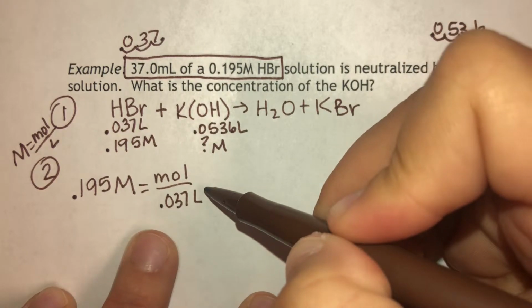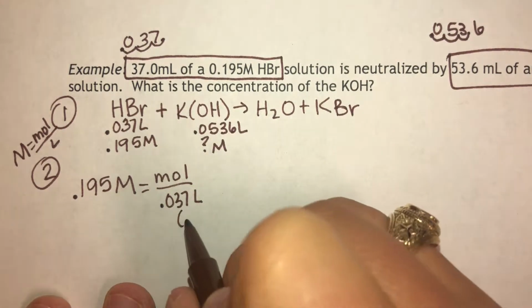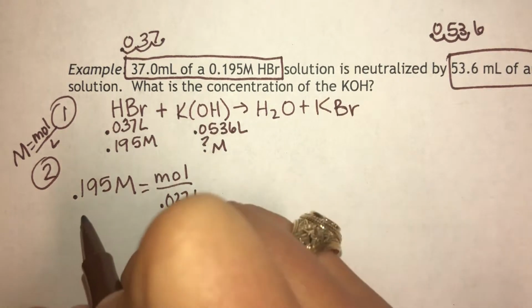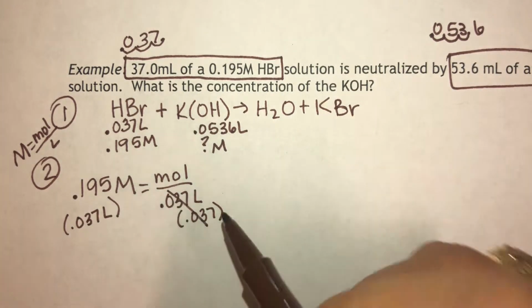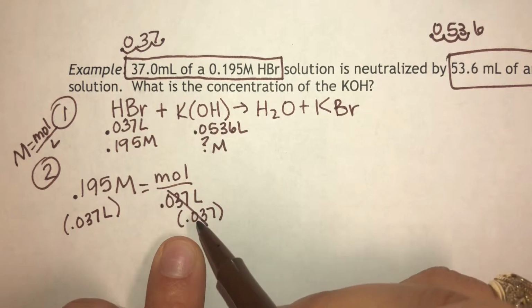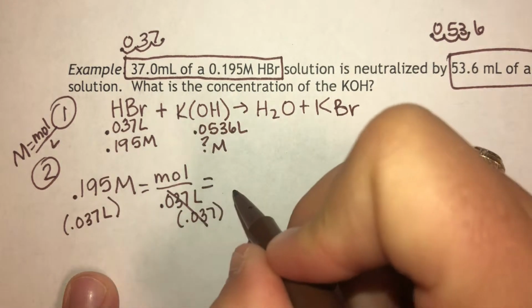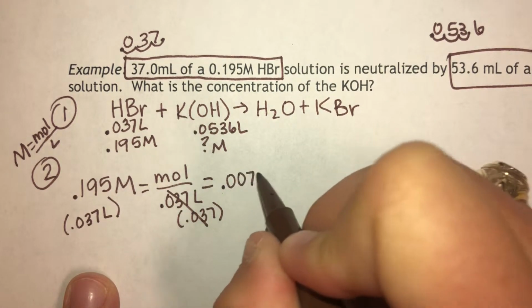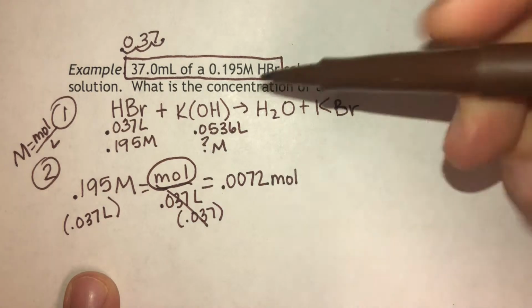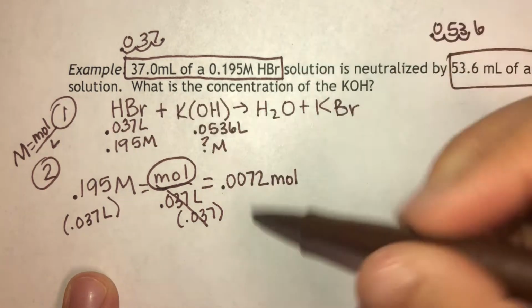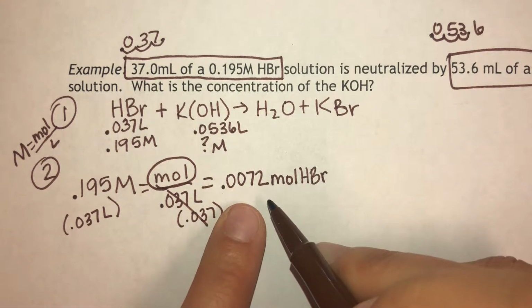Since it's being divided on the right and we want to get moles all by itself, we have to do the opposite function, which is multiply. So we're going to multiply both sides by 0.037, which allows it to cancel out on the right side, because when you multiply it by itself, it's like doing 1 over 1. When we multiply this out, we get 0.0072 moles. And we know it's HBr because those are the numbers that we used. So this is the answer for step 2.